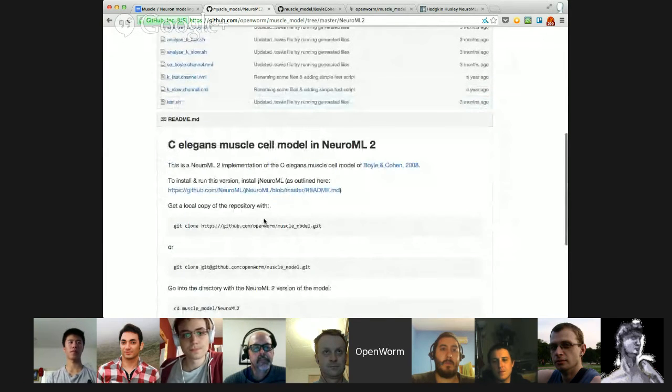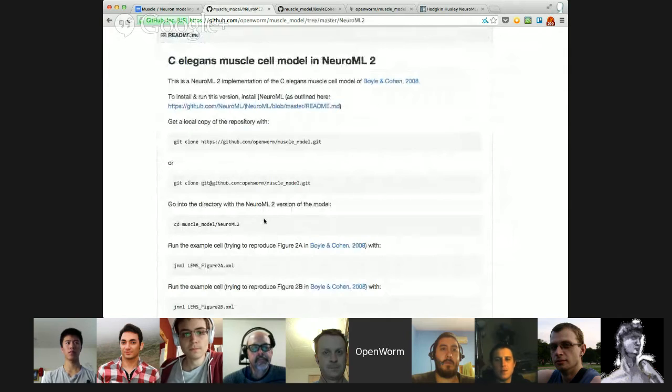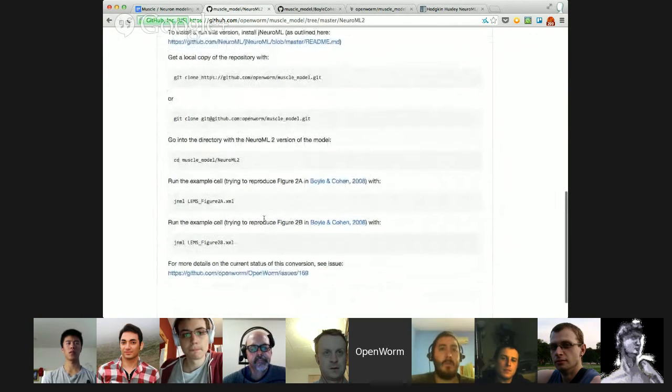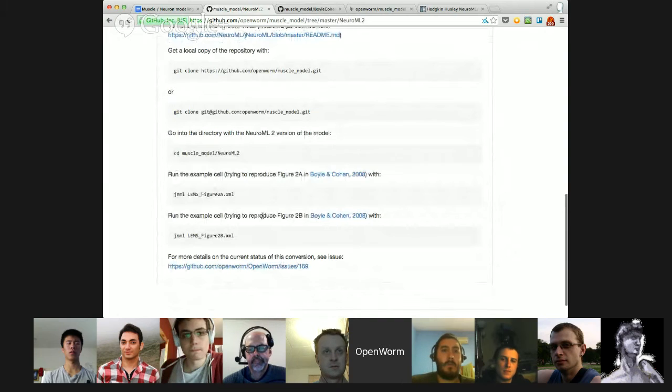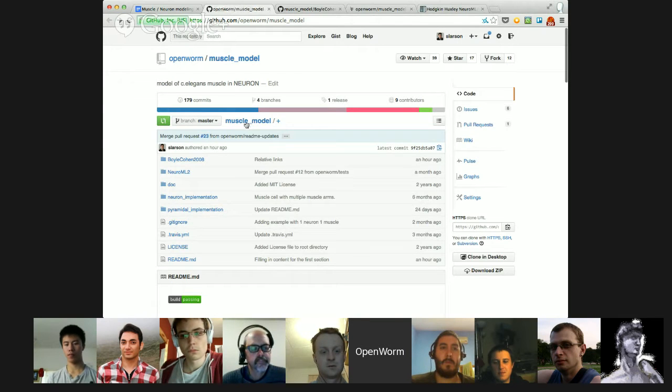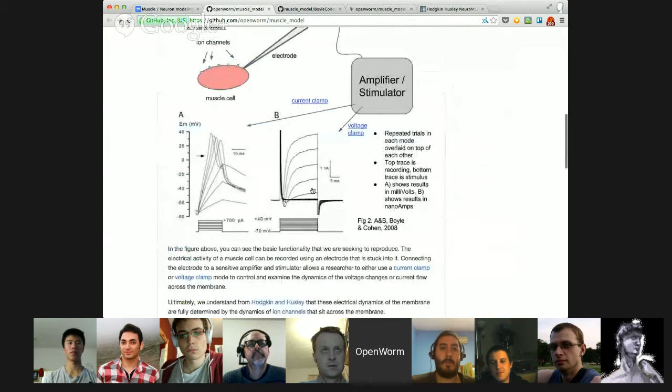So this NeuroML2 part is the second bit: the C. elegans muscle cell model in NeuroML2. There are instructions on how to get it, instructions on how to go to it, and then you should be able to run these two things, although I haven't done it recently. These will again reproduce figure 2a and figure 2b. But you do have to install this JNML package, which sometimes is a little bit of trouble. It is a Java thing, so you need your Java install working correctly and pointed to, and all that good stuff. So again, figure 2a and figure 2b are these two figures.